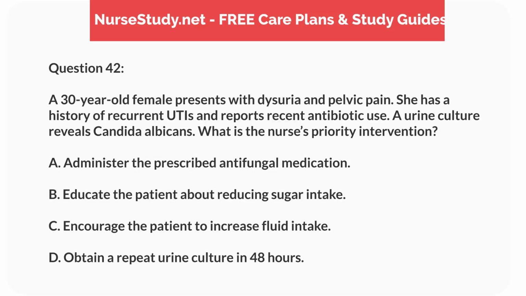Question 42. A 30-year-old female presents with dysuria and pelvic pain. She has a history of recurrent UTIs and reports recent antibiotic use. A urine culture reveals Candida albicans. What is the nurse's priority intervention?